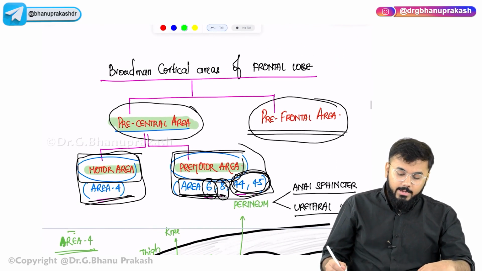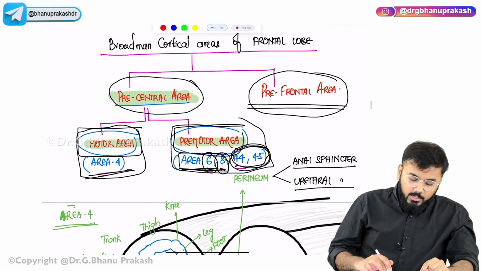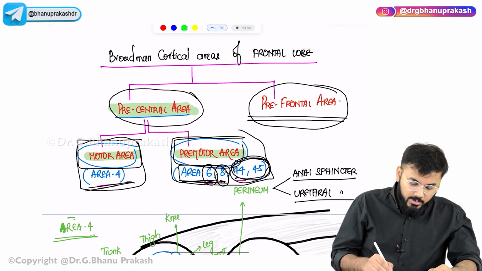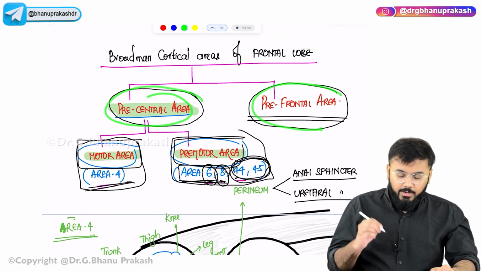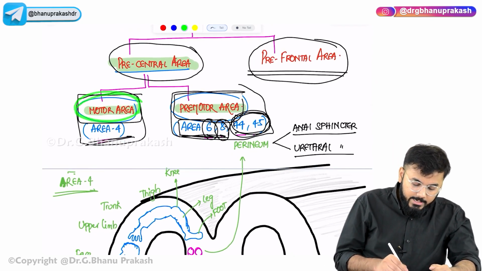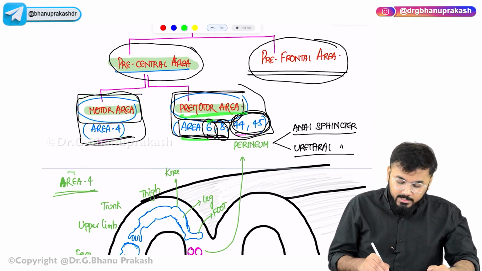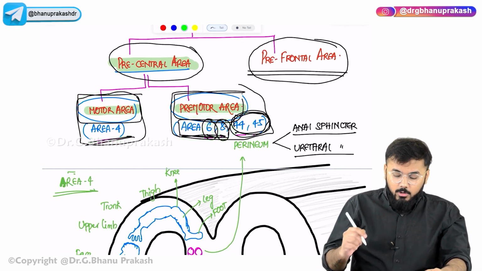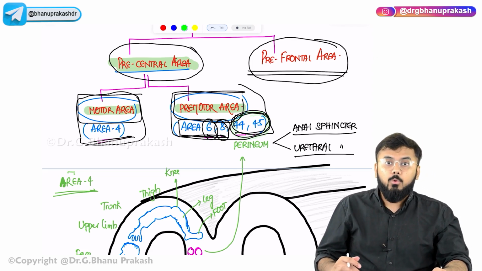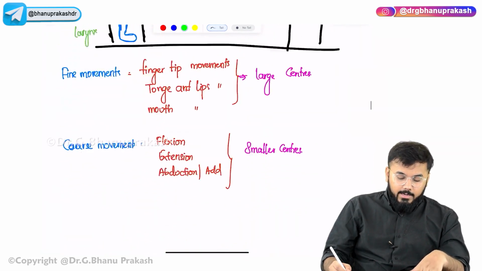Now, this is what I told you. Brodmann areas of the frontal lobe are divided into two areas. One is precentral, another one is prefrontal. Precentral is divided into two. One is called as the motor area, which is called area number 4. Another one is a premotor area called as area number 6, 8. Now I am also telling you another area, that is 44 and 45 are also premotor areas. So 6 and 8, right?